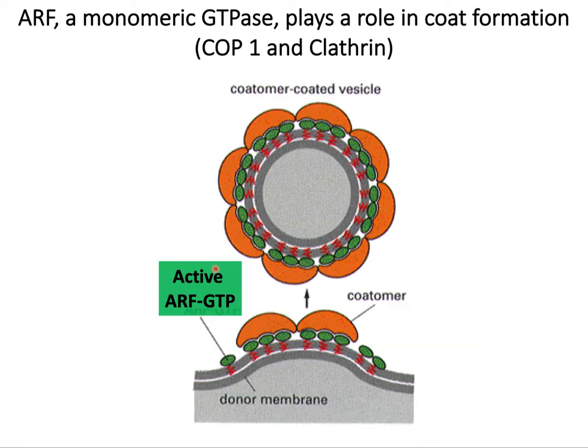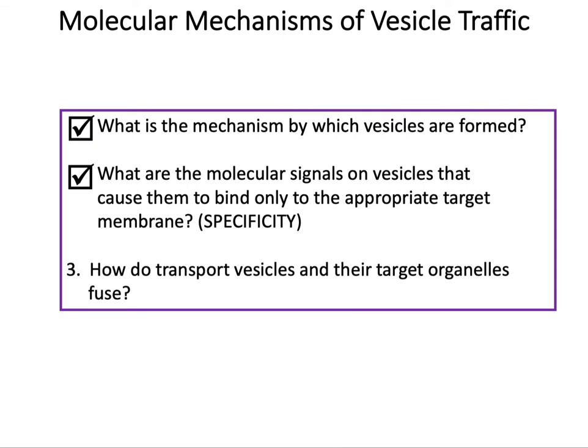So the ARF, shown in green, will attract the components of the COP1 coat or the clathrin coat, resulting in the formation of coatomer-coated vesicles or clathrin-coated vesicles. So what is the mechanism by which vesicles form? You have these small molecular GTPases that attract these coat proteins, and it is the assembly of the coat that causes the membrane to bend and the vesicles to form.